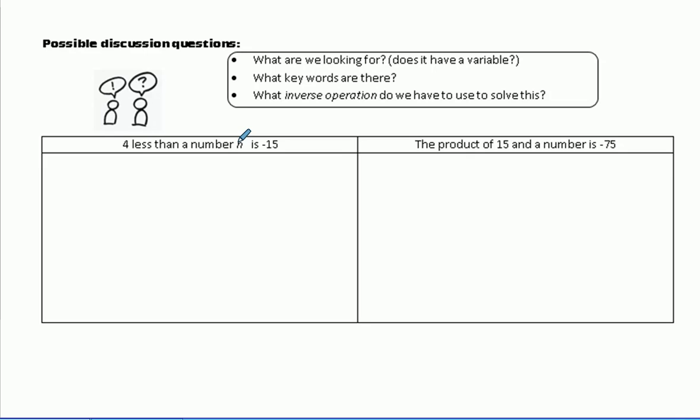And usually when there's a variable, they're going to italicize it. It's going to look a little tilted, so that way you can pick it out. If there's not a variable, like this one does not, then you're going to need to pick a letter for it, and you're going to have to write a let statement. What keywords are there? You have to look for some keywords. And what inverse operation do we have to use to solve this? So you're going to translate with a partner, and you're going to solve it.